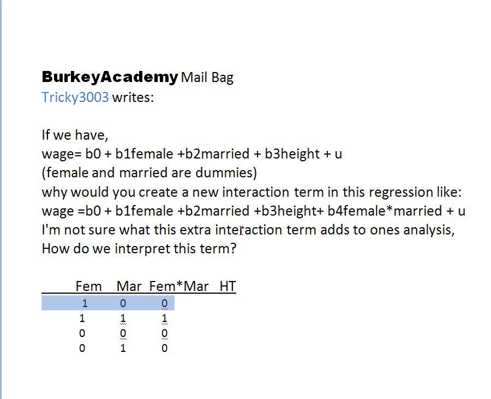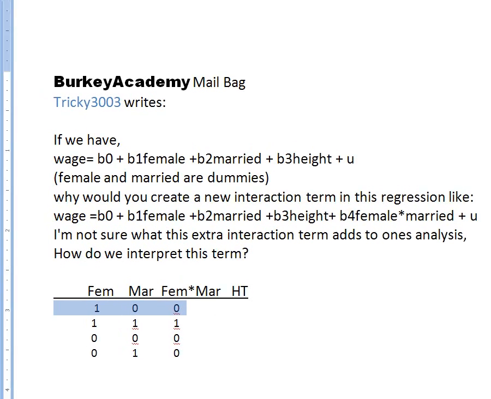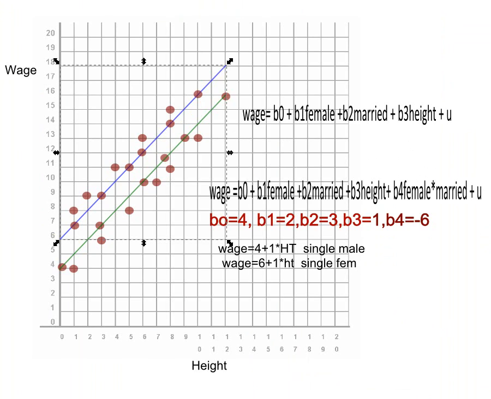That would be this row. Let's do a married male. Let's do a married male next. Okay. Married male. Let's type this equation in here. We're going to have their wage is equal to 4 plus 1 times height plus they're not female. It's a married male, so this b1 times female term will drop out. b2 times married we have to put in.